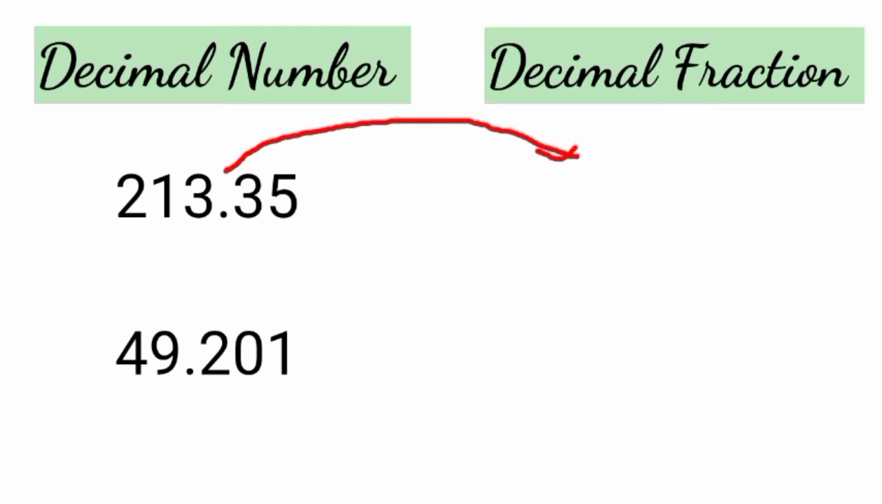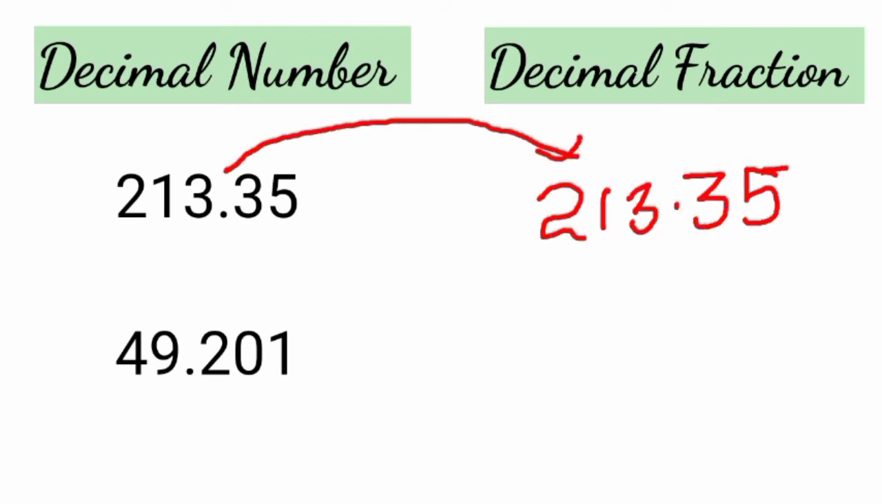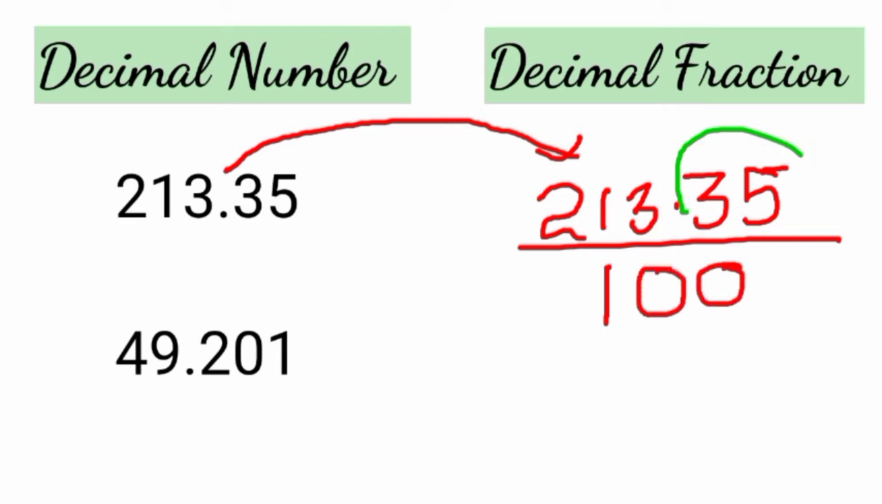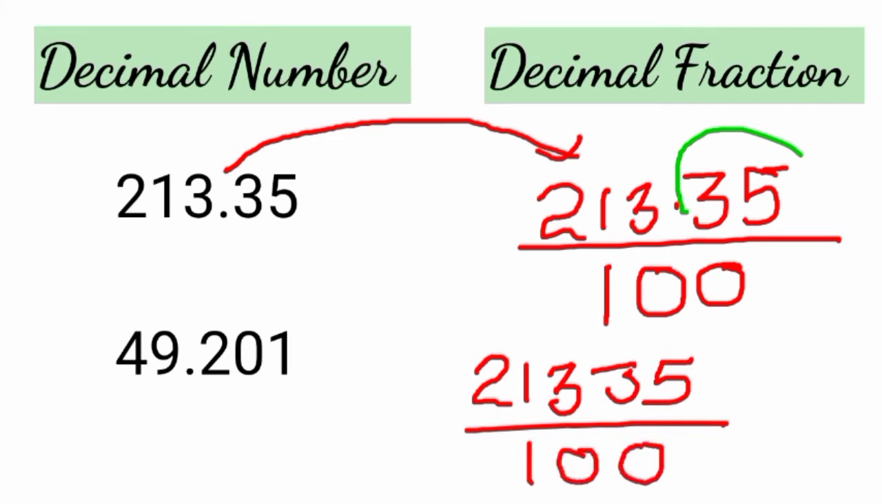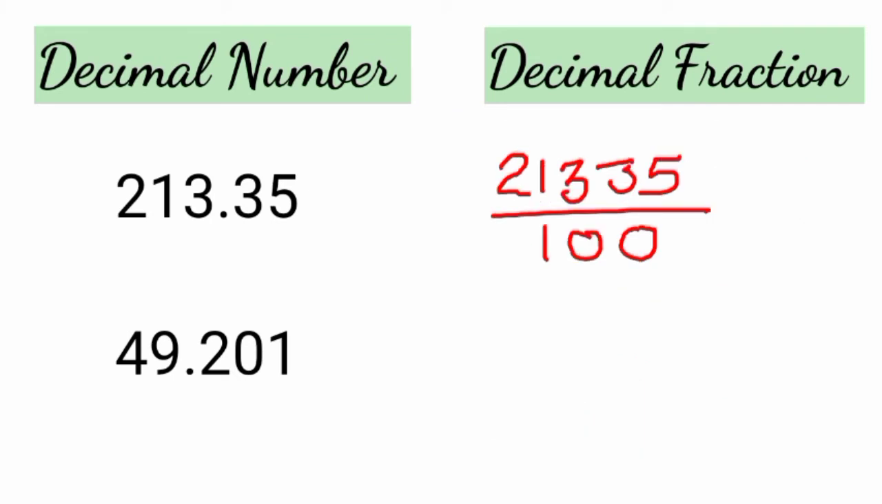213.35. You want to write it into the form of decimal fraction. So count the number of digits after decimal. There are 2 digits. So remove this decimal and put 1 in denominator. When you remove decimal, put 1 in denominator, and there were 2 digits after decimal, so you will put 2 zeros in denominator. So what it becomes now? This becomes 21,335 upon 100, right?